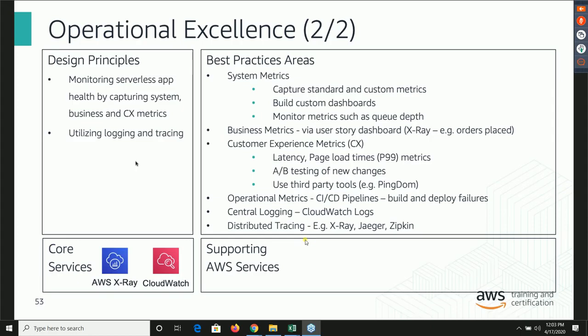Besides that, operational metrics. We recommend capturing operational metrics around how your CI/CD pipelines are behaving. Are there any build or deploy failures? If so, those can get highlighted and alerted on immediately. So that's again more along the CI/CD discipline.